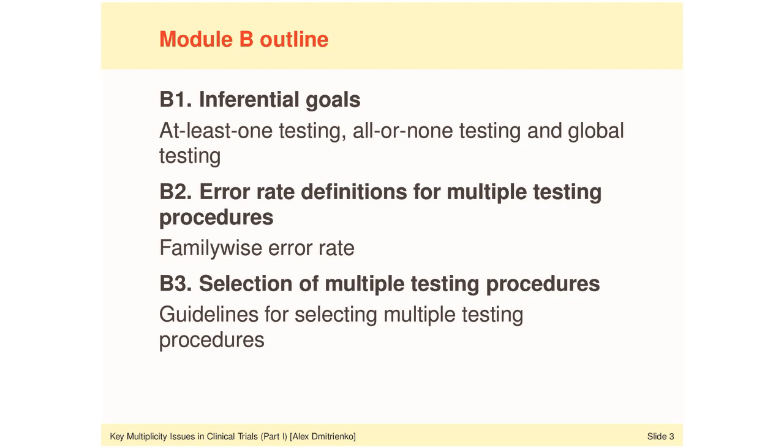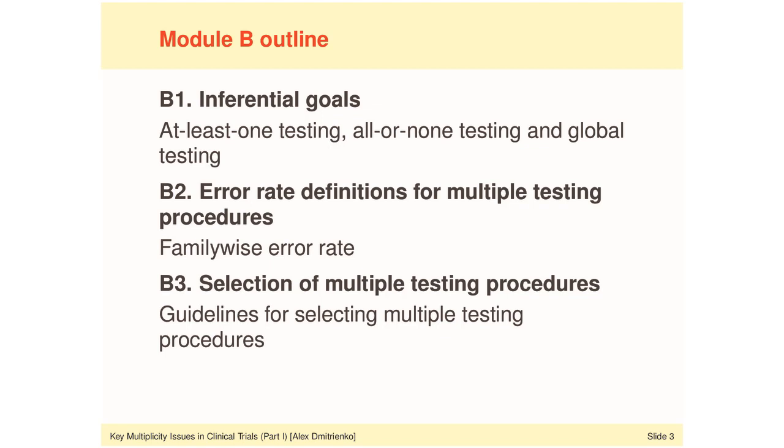Section B2, error rate definitions for multiple testing procedures. The most relevant inferential goal I would like to point out in confirmatory clinical trials is the goal based on at least 1 testing, and an important feature of all at least 1 procedures is that they lead to error rate inflation, and therefore they require multiplicity adjustment. To choose an appropriate adjustment, it is important to select the correct, most meaningful error rate definition, and this is exactly what we're going to discuss in this section.